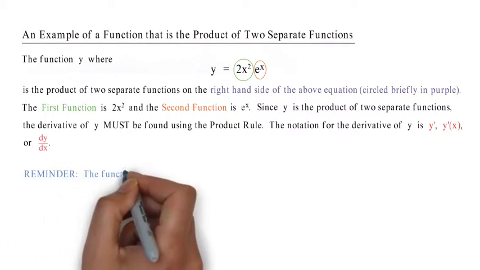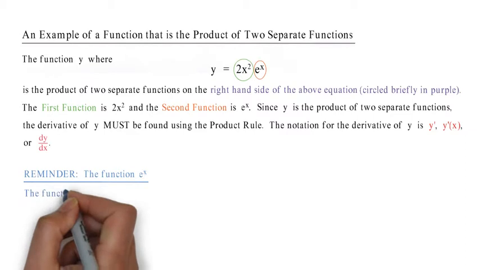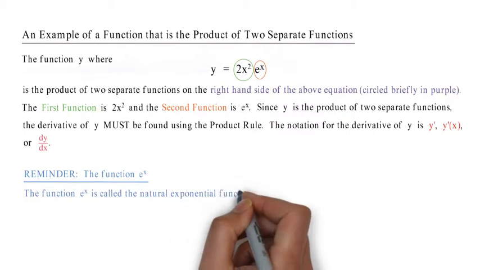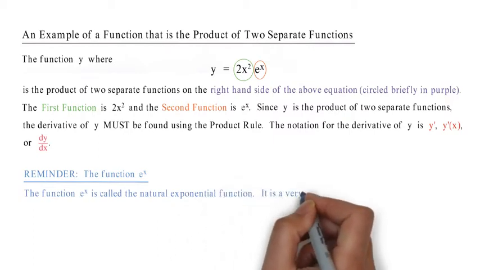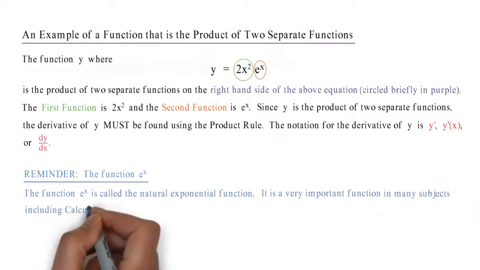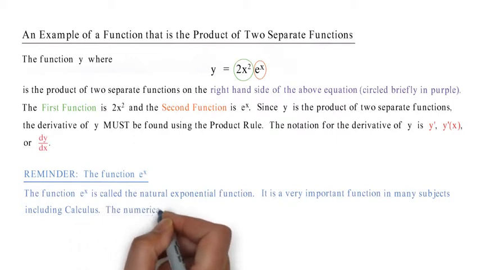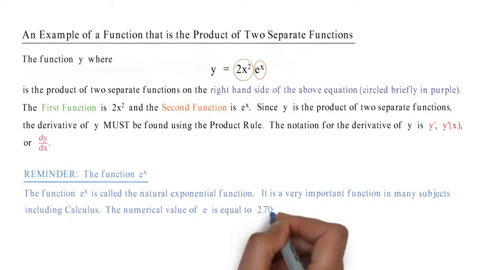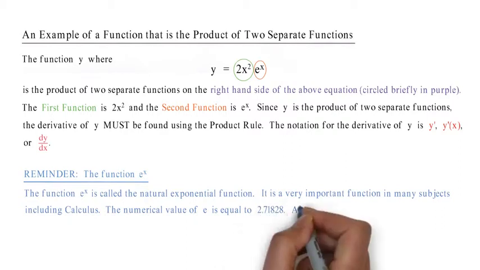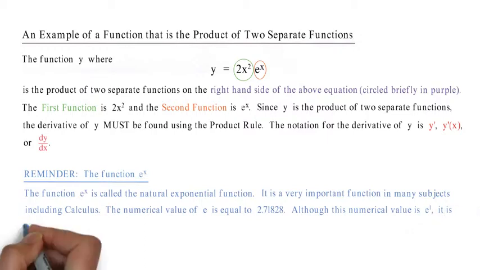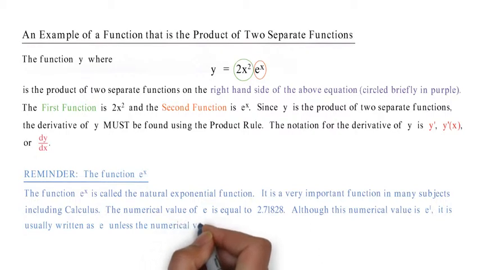Reminder: the function e to the x. The function e to the x is called the natural exponential function. It is a very important function in many subjects, including calculus. The numerical value of e is equal to 2.71828. Although this numerical value is e to the 1, it is usually written as e unless the numerical value itself is required.